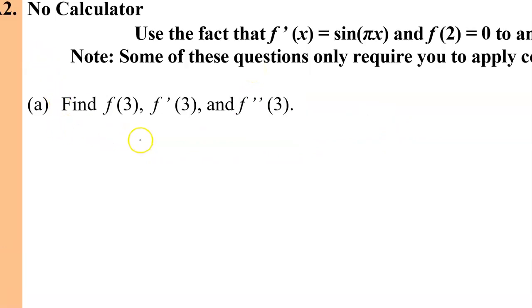For this next set of problems, we are given two facts. F prime equals sine of pi x, and f at 2 equals 0. We will use this information to answer the questions. Notice that we will not necessarily need the first fundamental theorem of calculus to answer the questions. Let's start by finding f at 3.